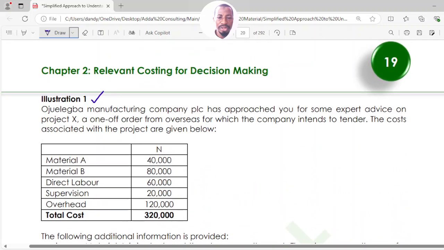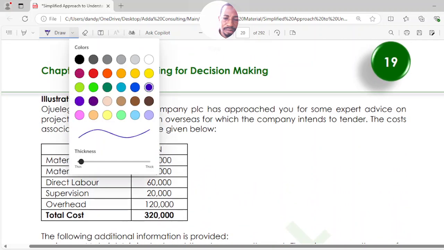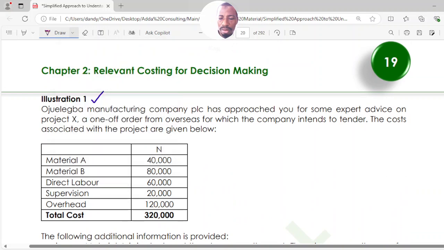All right, let me change the color of my pen. Let me use red. No, let me use this. Okay.